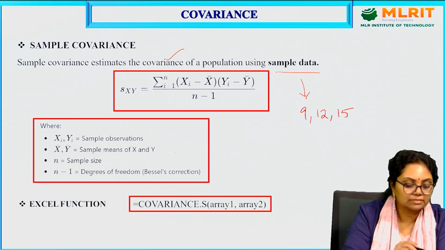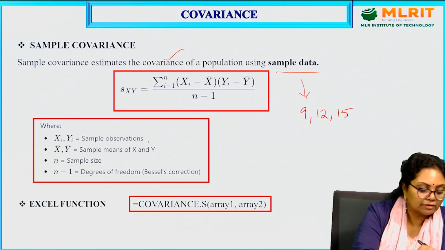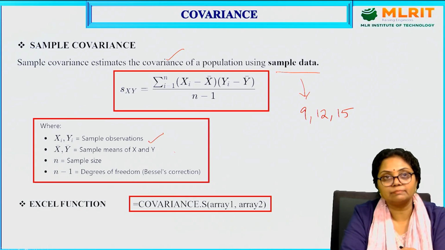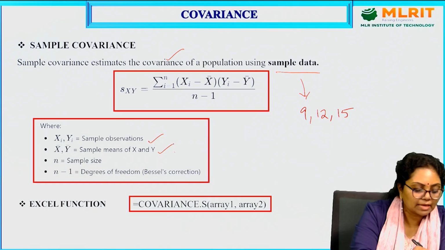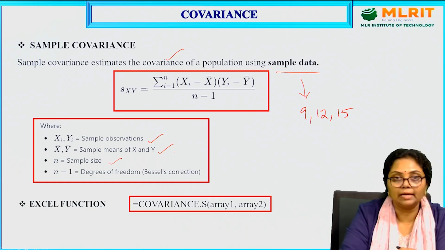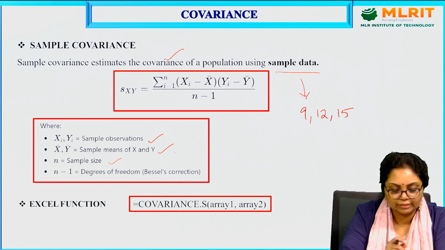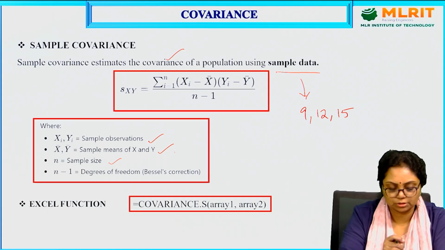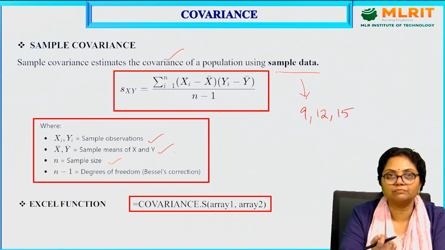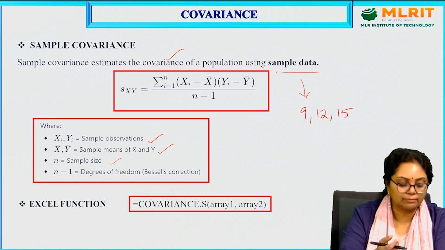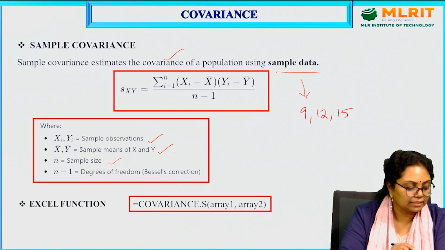Now what does this signify? xi and yi are the sample observations, x bar and y bar are the sample means of x and y, n stands for the sample size, and here we are taking n minus 1, that is nothing but degrees of freedom. We call it as Bessel's correction. So whenever we are taking a sample, we simply deduct 1 from the total n. So n minus 1 becomes the degrees of freedom.